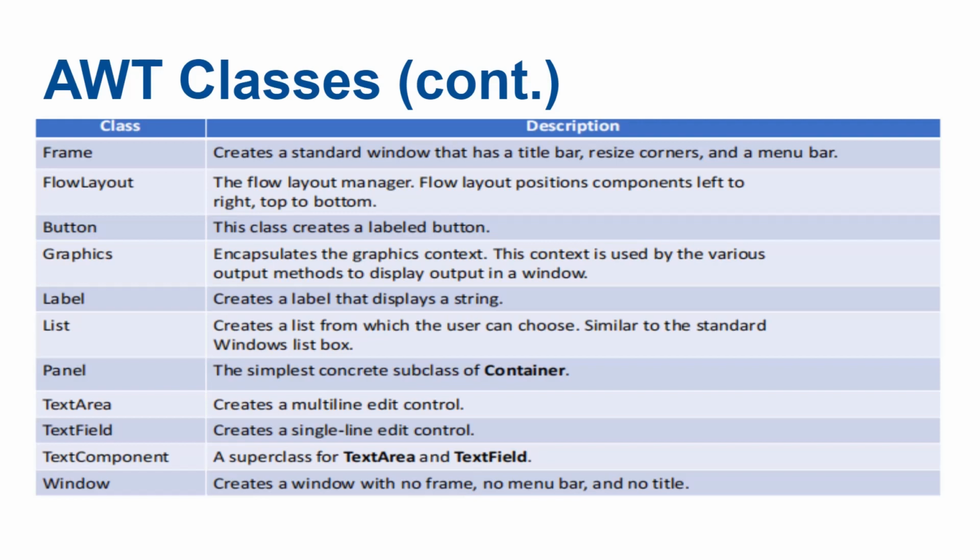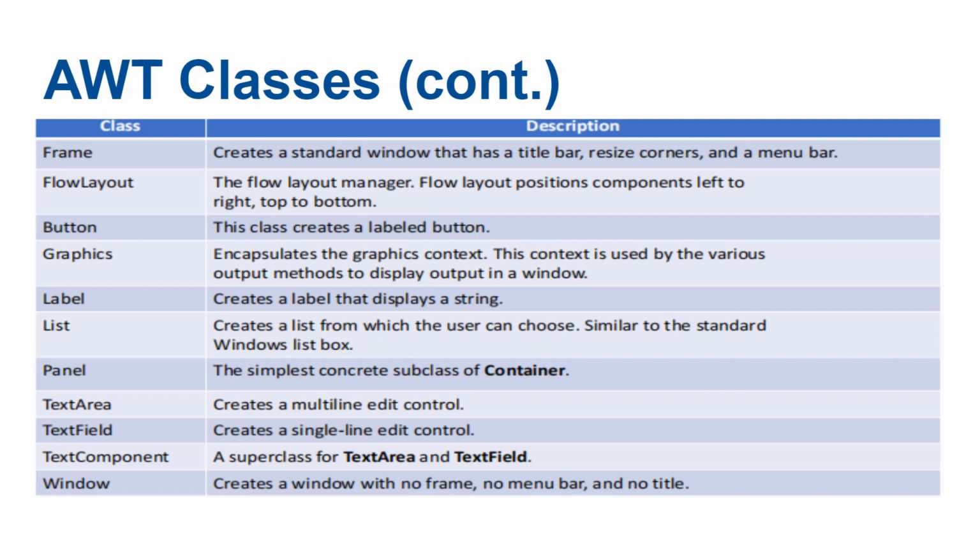There are various types of classes that come under AWT. Okay, so first is the Frame. Frame creates the standard windows that have a title bar, resize corner, and a menu bar. FlowLayout: the flow layout manager positions components left to right, top to bottom. Button: this class creates a labeled button. Graphics encapsulates the graphics context. The context is used by the various output methods to display output in a window.